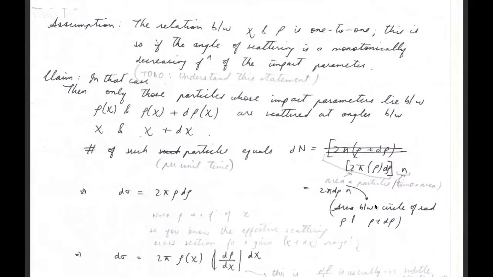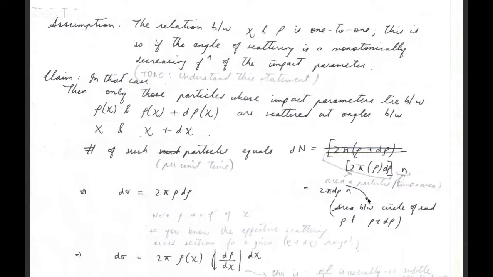2 pi rho d rho. So you have 2 pi rho d rho into the density, the number of particles per unit time per unit area. You call that the number of such particles, dn, equals small n. From here you get 2 pi rho d rho into small n.